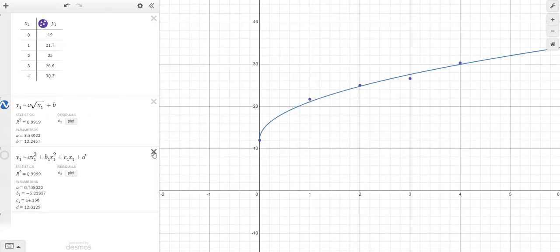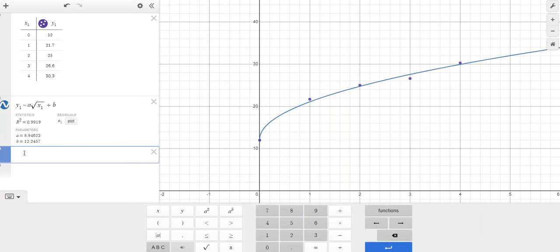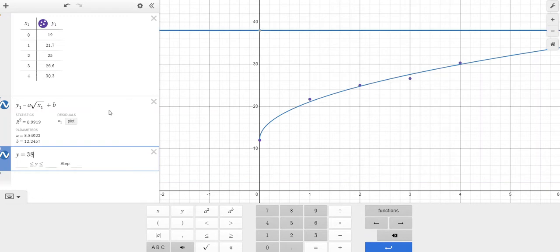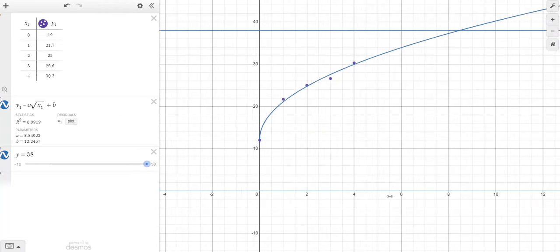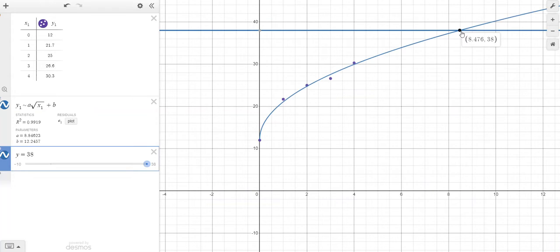Alternatively, let's see, I'm going to get rid of this cubic model that we decided not to go with. Alternatively, I could have simply added y equals 38 to my graph, and I could have solved it with technology by looking right there where they intersect. And again, it's about 8.5, so that just sort of verifies the answer that I got by hand.